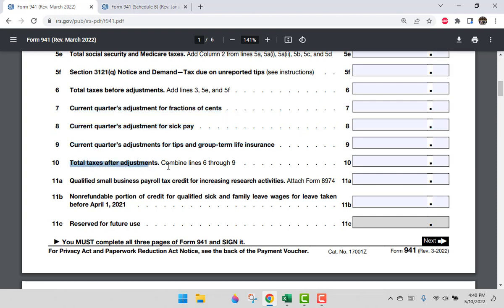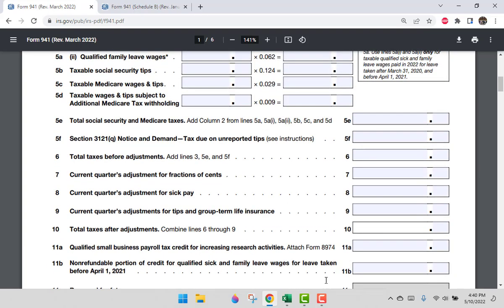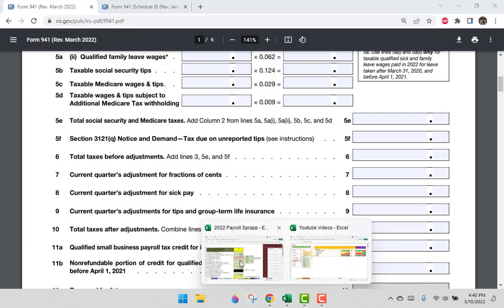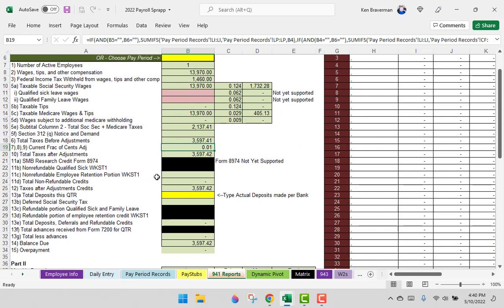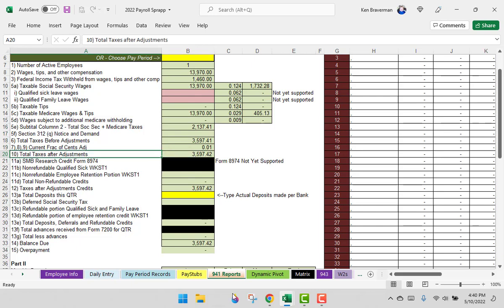Anyway, so total taxes after adjustments. It sums up all the taxes right there. Okay, and keep in mind you can follow along in the payroll file if you own one and see the exact flow of the formulas and what it's doing. It gets your total taxes after adjustments right there.